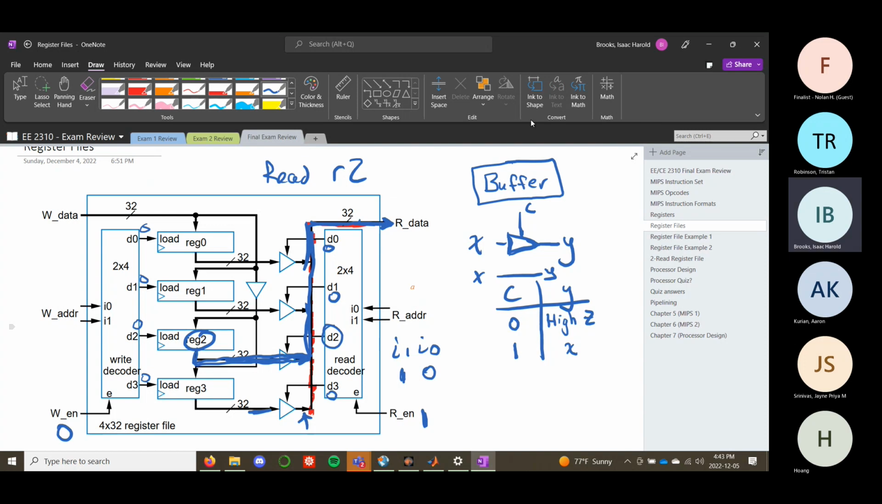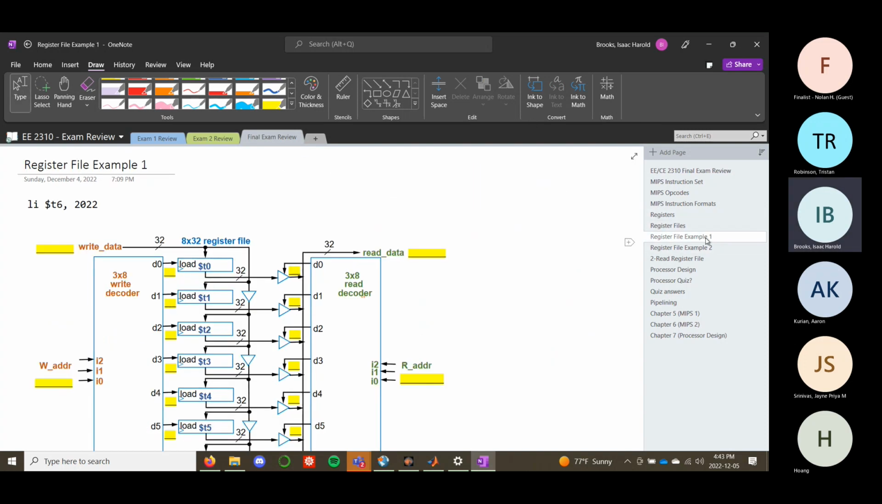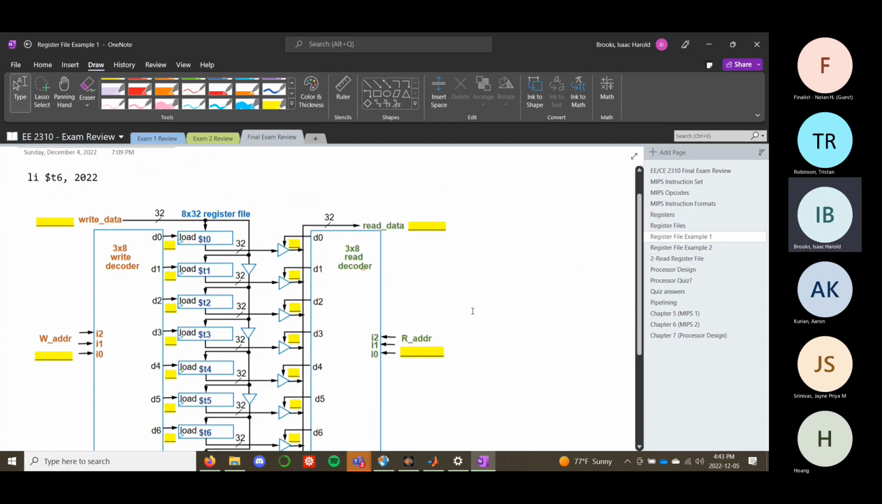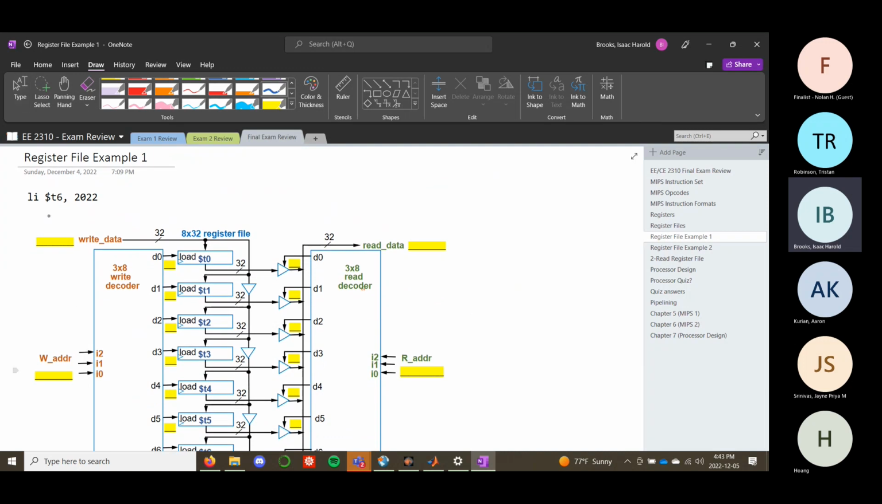So that's a read. That's kind of like a read instruction. So this is just a bigger example, right? If we wanted to, so LI is load immediate.